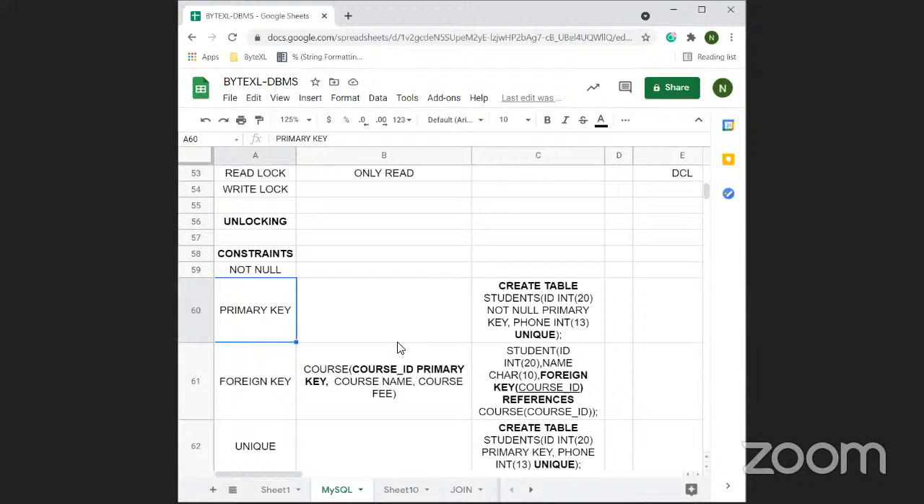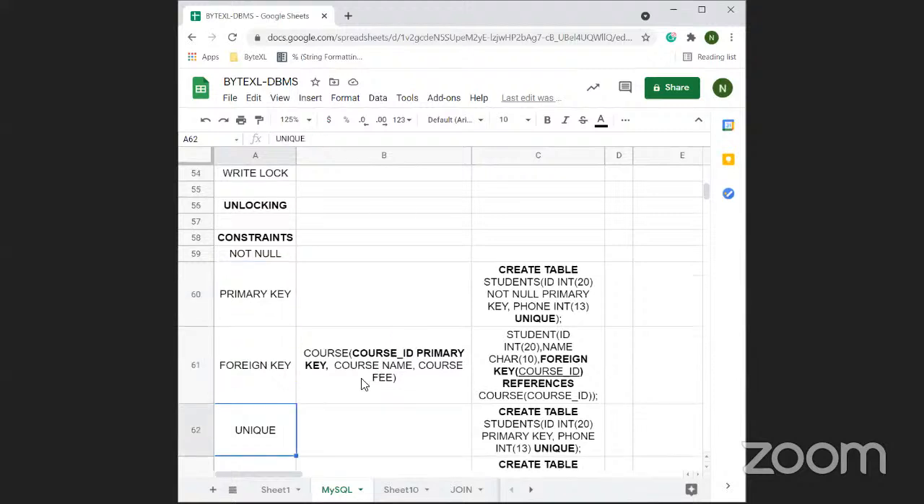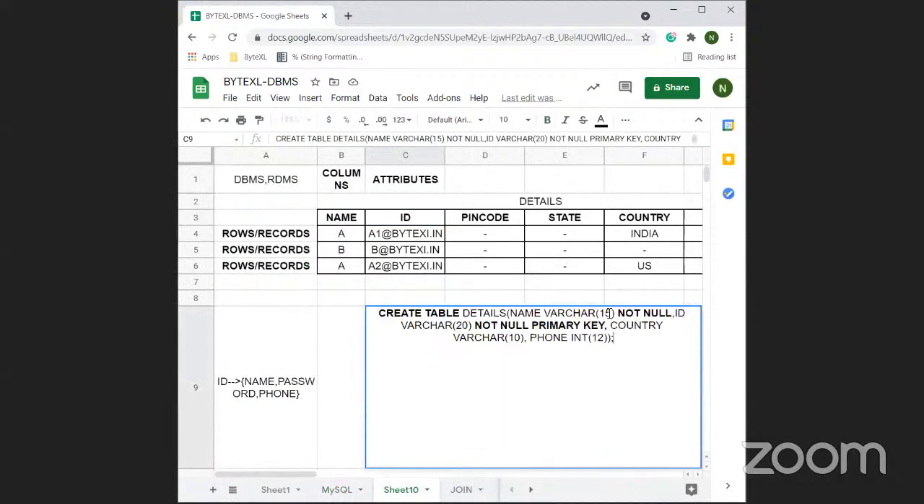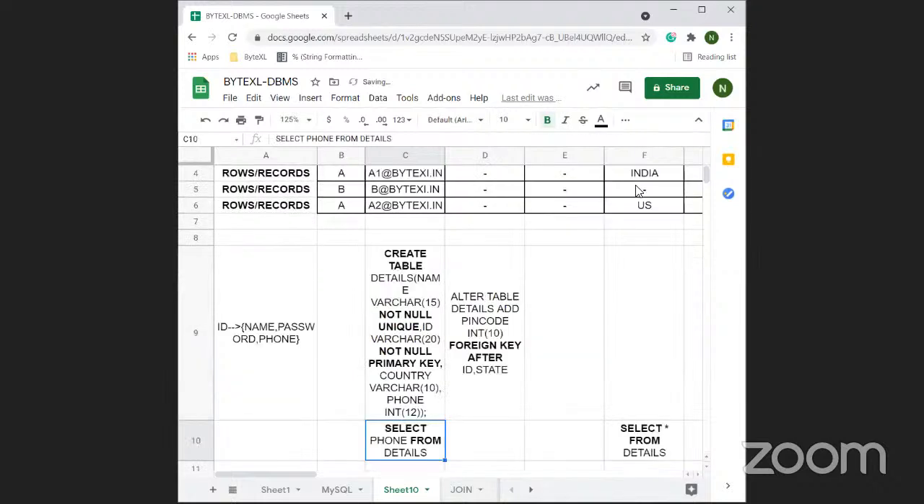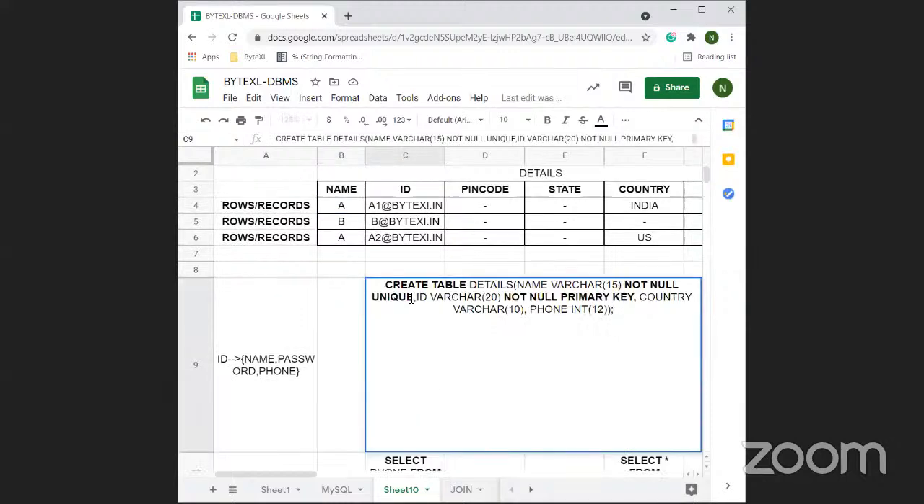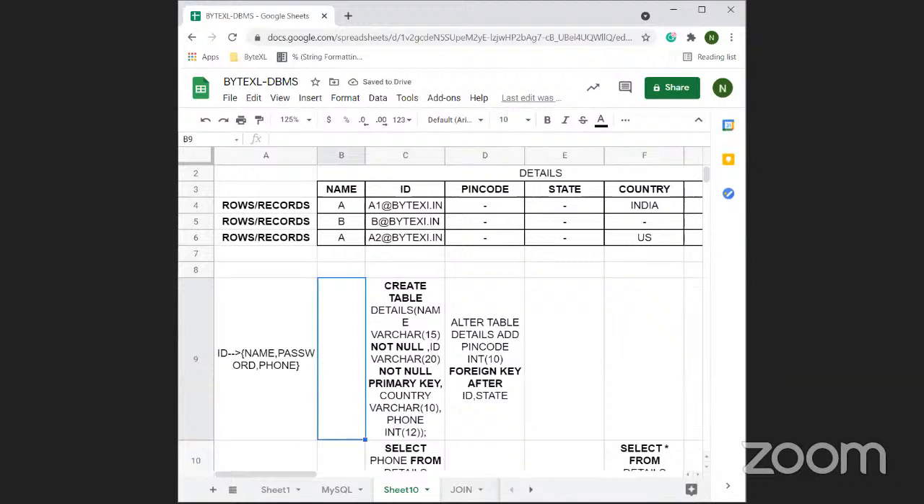If you don't want a particular column to allow duplicates, we have to take unique. That means in this name column, suppose after not null, if I take unique, this name will give me an error, because person A1 is having the same name as A2. Whenever we don't want duplicate values, we have to take this unique. Of course, on the name attribute, we should never take unique, because multiple people can have the same name, right?